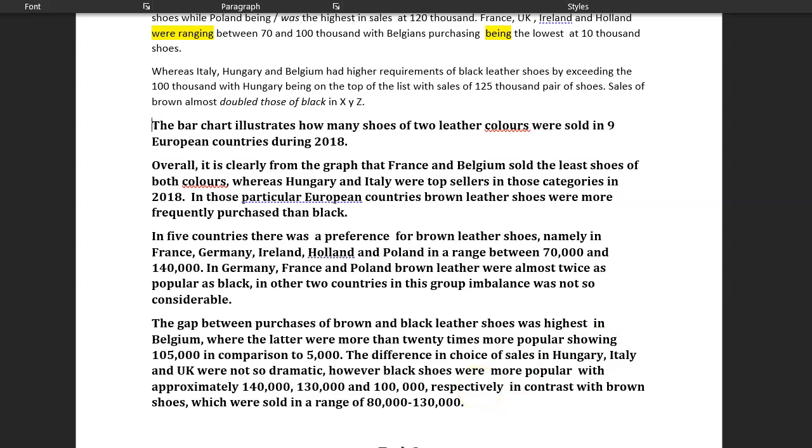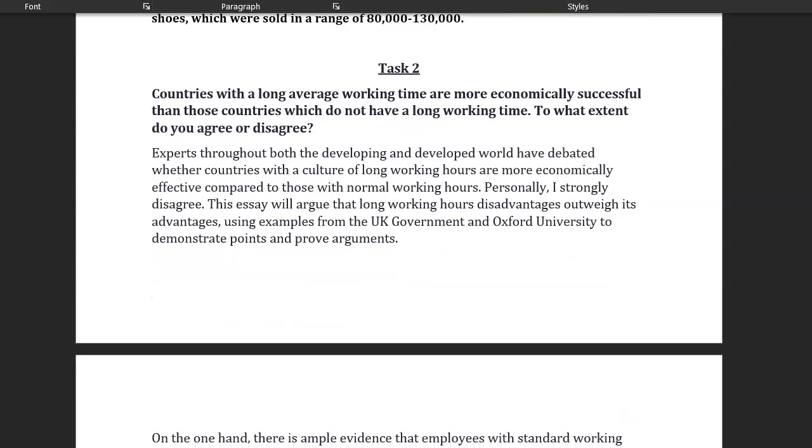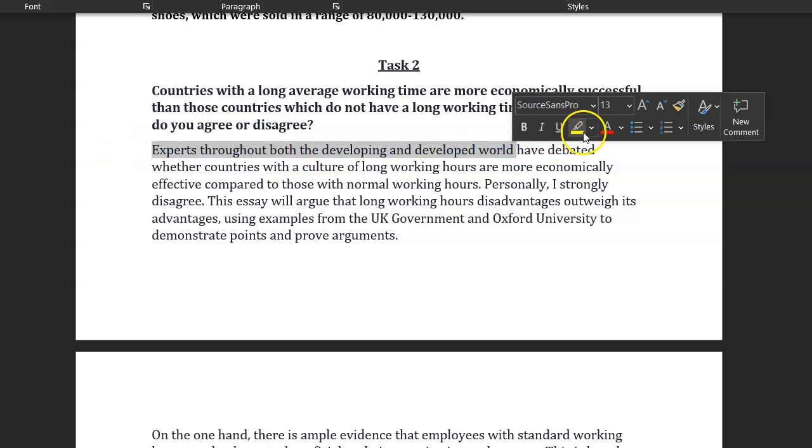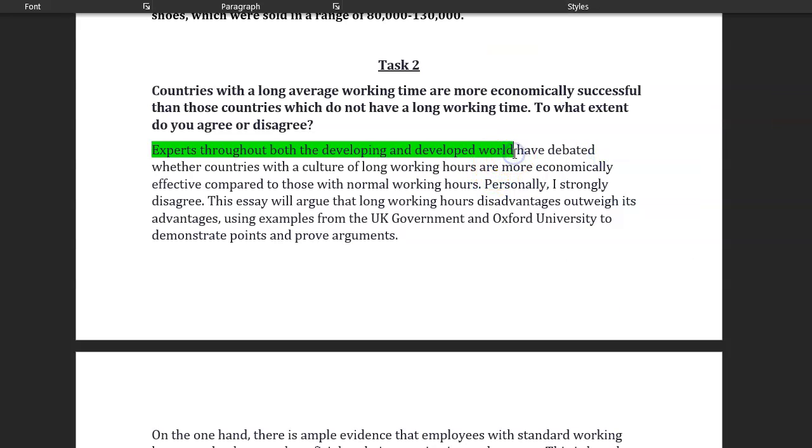Okay, all right, let's get into your task 2. Countries with a long average working time are more economically successful than those which do not have a long working time. To what extent do you agree or disagree? So this, experts throughout, is lovely, but to be really honest with you, for me, it's quite long. So I think you could quite successfully change this into thinking, who would be talking about this?